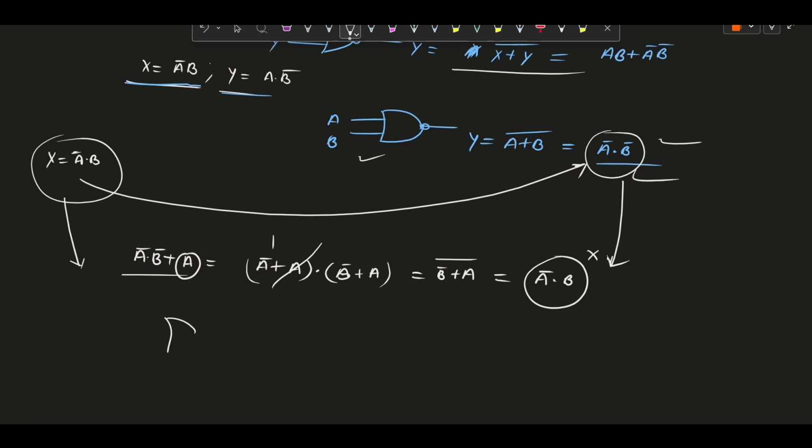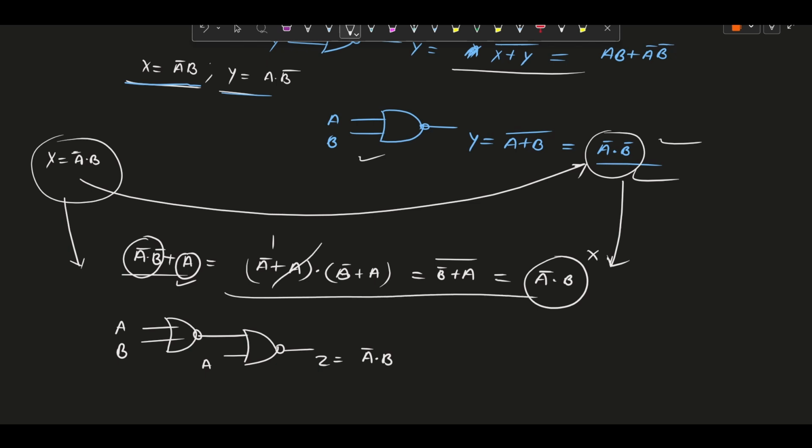So we know this is the NOR gate that we have seen just now. If we add A here in this output, means this is the output, if we add A in this output, then we will get as output A complement into B. This we have seen from this concept. So from this we have implemented our X term.